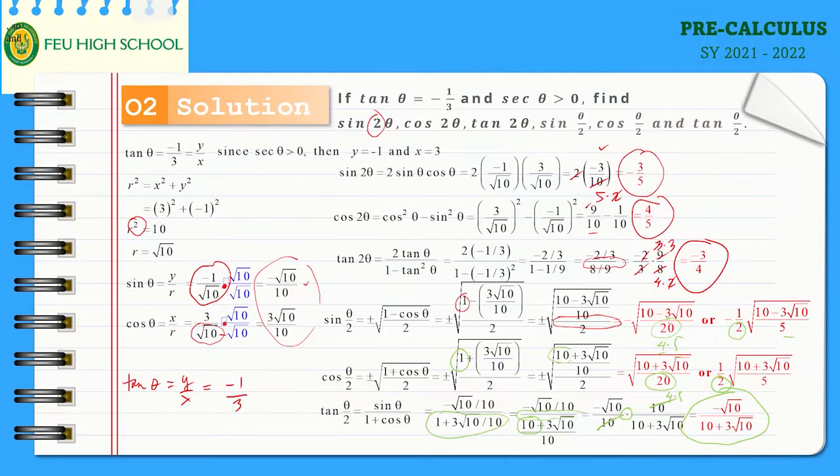So, there you go. So we're able to figure out our half angle identity and our double angle identity of our given. So there you have it.